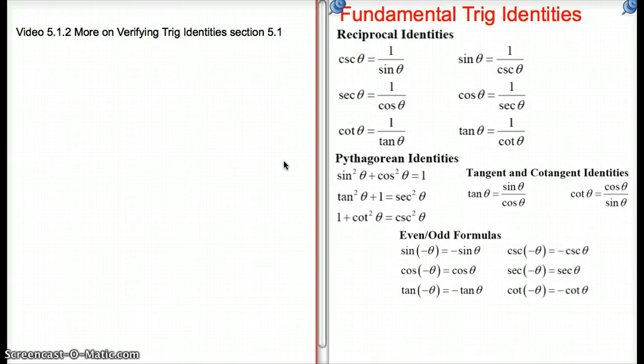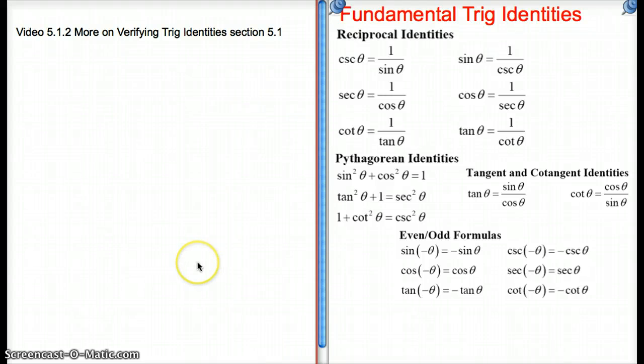So in this video, 5.1.2, we're going to continue with our work in section 5.1 of the textbook on verifying trig identities using the fundamental trig identities. So remember to keep your fundamental trig identities handy. So that's the identities that you see listed here on the right. We're going to use those to help us convert our identities from one case to the other.